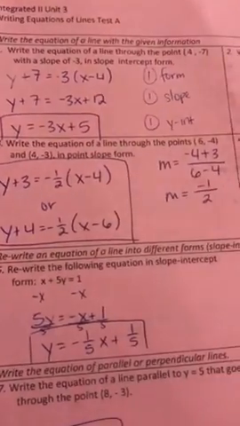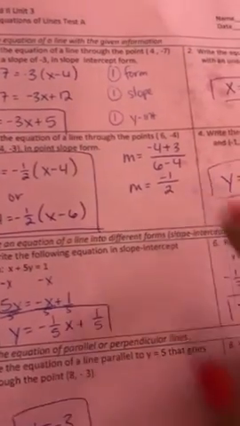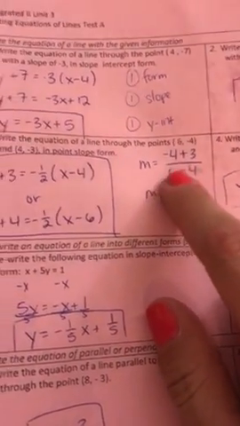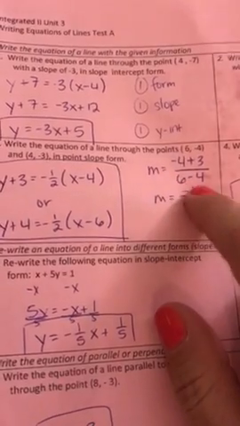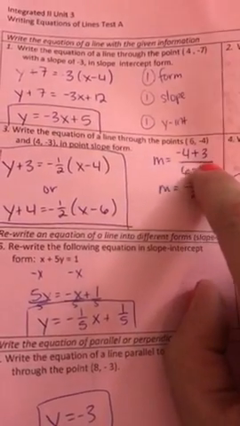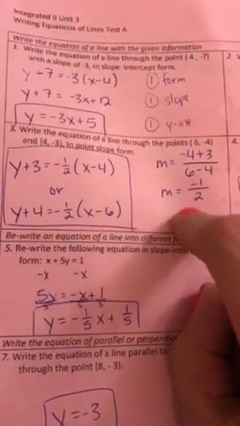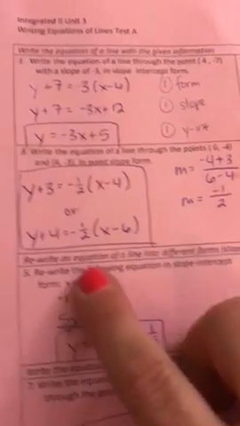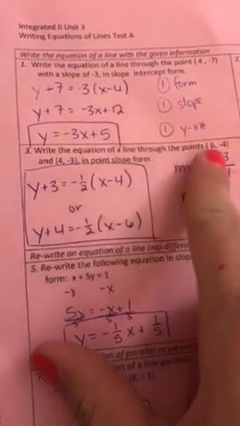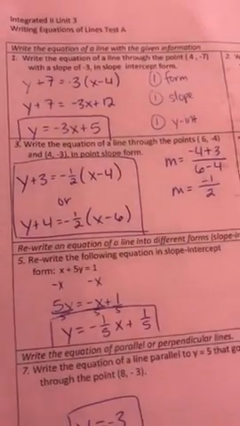Write the equation of a line through the points 6, -4 and 4, -3 in point slope form. So first we need to figure out our slope. Remember, it's y minus y over x minus x. So -4 minus a -3 becomes -4 plus 3. We get 6 minus 4. Simplify that. We get that our slope is -1/2. I can use either one of these points to plug into the point slope form, and you will get both of these as your solution.